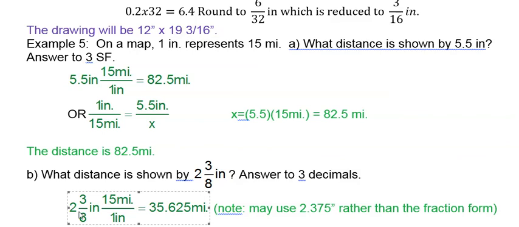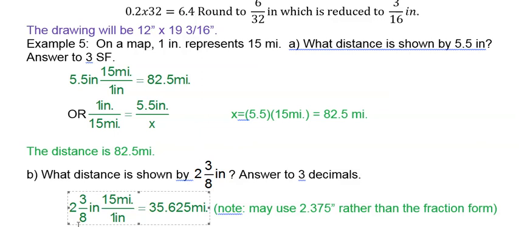Now, when you put this in your calculator, 2 3/8, remember if you want to figure that out as a decimal, 3/8 is 3 divided by 8, and then you put your 2 back in front of that, so 3 divided by 8 is 0.375. So if we were writing this in decimal form, 2.375 inches times 15 miles over 1 inch.